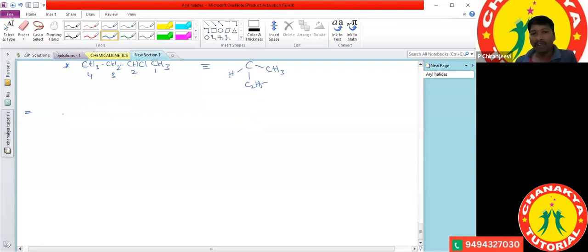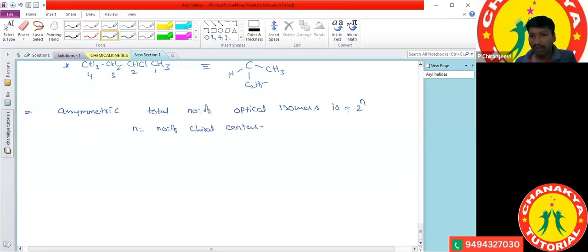We can calculate it if the compound is asymmetric. If the compound is asymmetric, the total number of optical isomers is 2 power n. Sir, we call it asymmetric when the terminals are not the same. So that time we use this formula, where n is equal to the number of chiral centers.